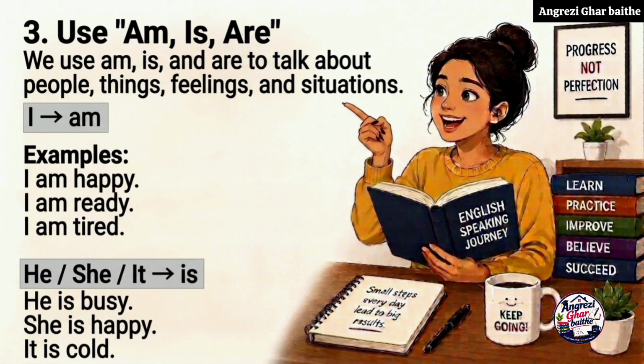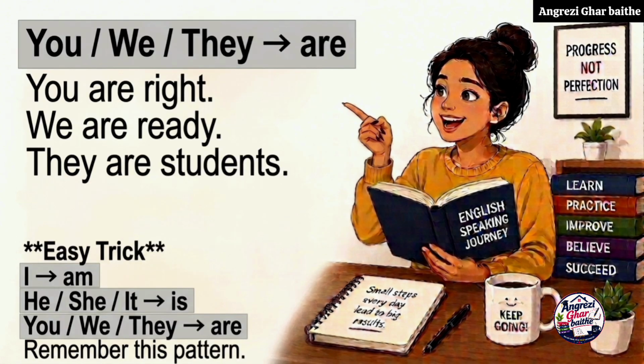3. Use am, is, are. We use am, is, and are to talk about people, things, feelings, and situations. I am happy, I am ready, I am tired. He, she, it: is. He is busy. She is happy, it is cold. You, we, they: are. You are right. We are ready. They are students. Easy trick: I am. He, she, it is. You, we, they are. Remember this pattern.